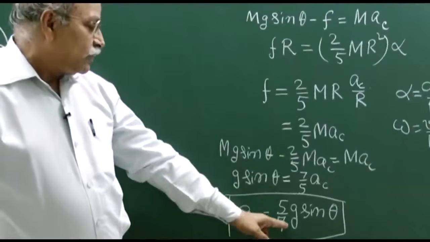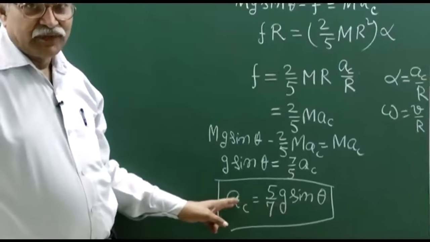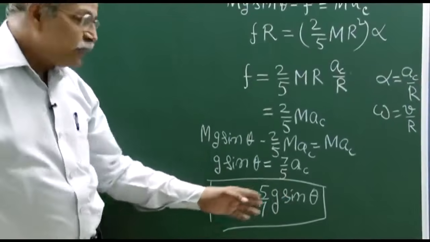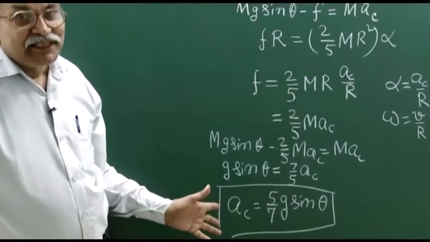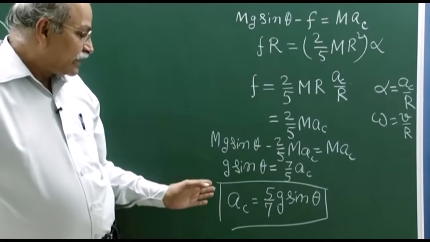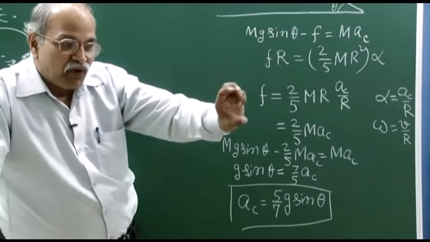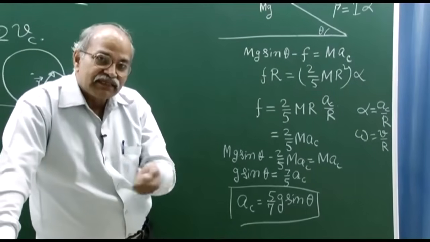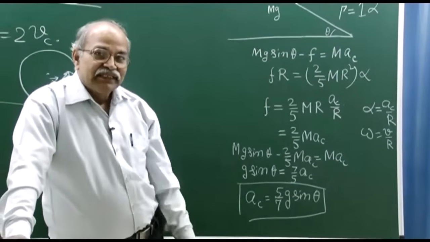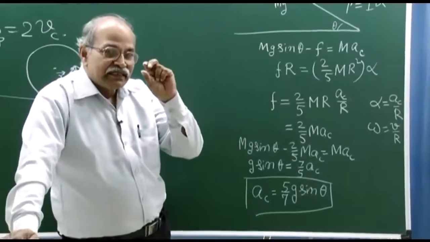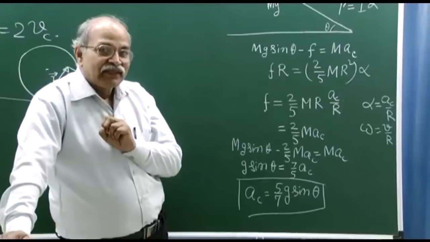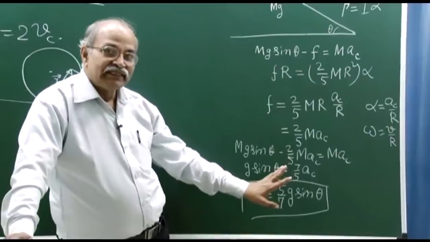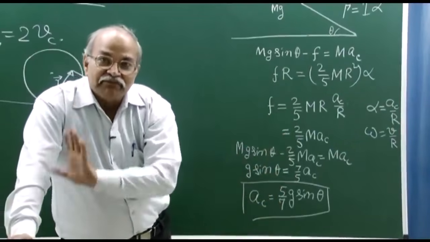Now, you can see you do not have mass appearing in this equation, you do not have radius appearing in this equation, and you do not have friction coefficient appearing in this equation. So, the acceleration of the center with which the entire ball comes down is independent of the nature of the surface, whether it is a steel ball or a glass ball, whether it is a bigger ball or a smaller ball. So heavy ball, light ball, it is independent of all those things, and therefore it takes the same time.